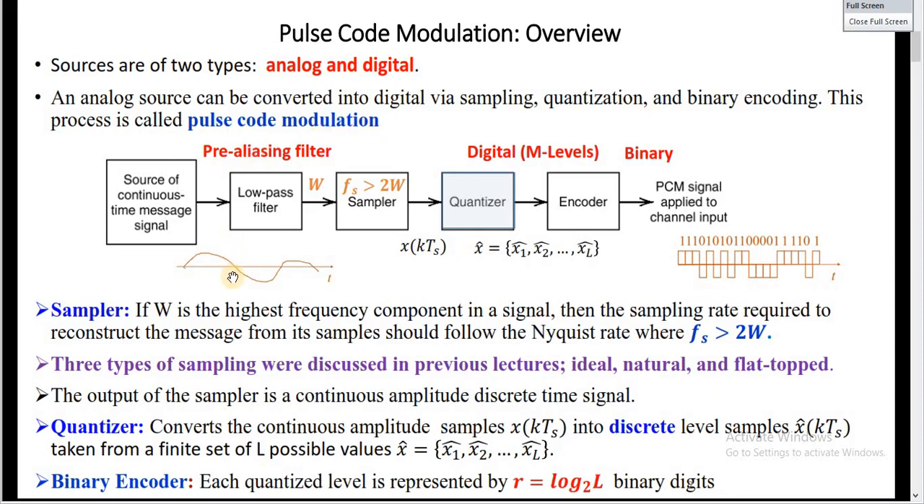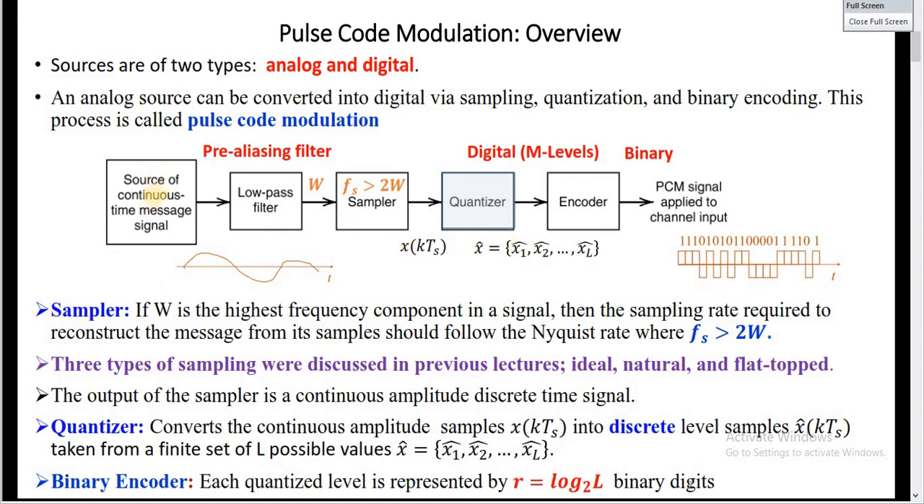So the input to the pulse code modulation system is an analog waveform. The output of the pulse code modulation system is a digital waveform consisting of ones and zeros. This whole operation is called pulse code modulation. This conversion process involves a number of steps.